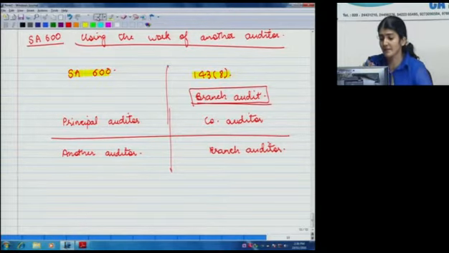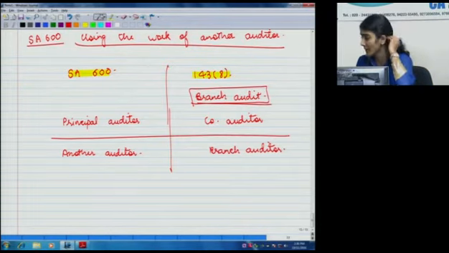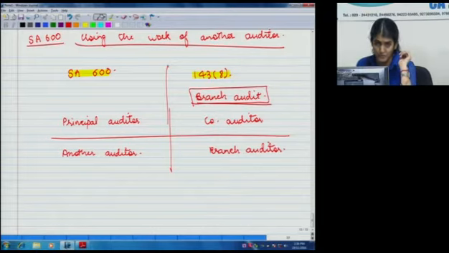So SE 600 and 143.8 in a branch audit. What is 143 subsection 8 of the Companies Act? It is regarding the branch audit.